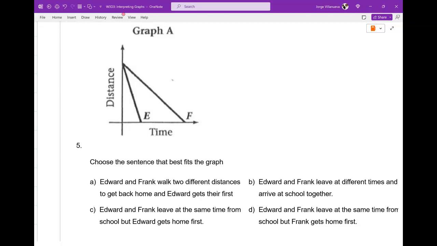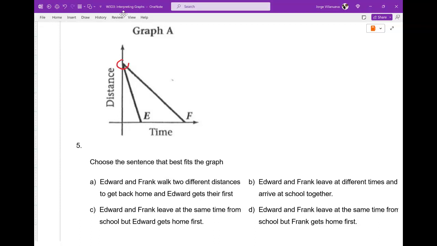So part A says Edward and Frank walk 2 different distances to get back home, and Edward gets there first. B says Edward and Frank leave at different times and arrive at school together. C says Edward and Frank leave at the same time from school, but Edward gets home first. And D says Edward and Frank leave at the same distance from school, but Frank gets home first. What do you guys think? See? Edward and Frank leave at the same time, but Edward gets home first. That makes sense to me, right?